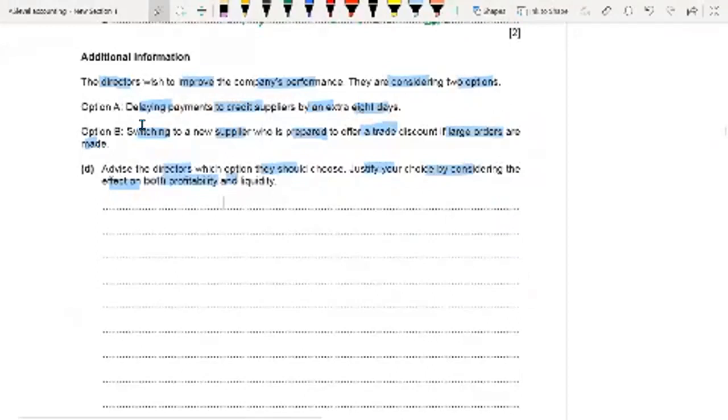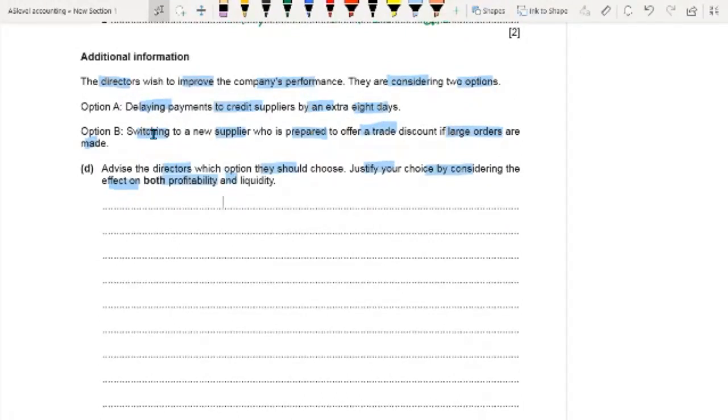If we see option A, for profitability, because we are delaying the payment to credit suppliers by an extra 8 days, what would happen? It may worsen the relationship with some suppliers, resulting in less advantageous prices. It means that maybe you will not be getting any discounts. And from the liquidity perspective, the delay in paying suppliers will improve cash flows. And some suppliers may withdraw credit terms, worsening the cash flow position.